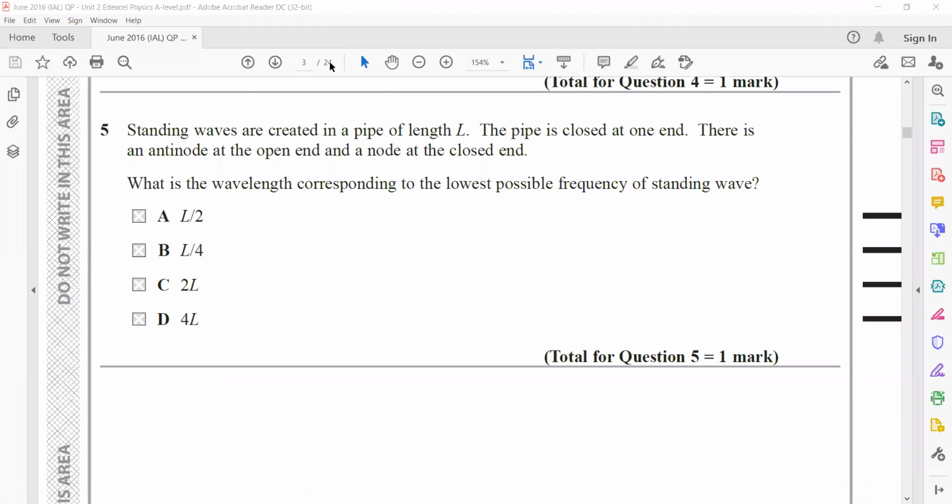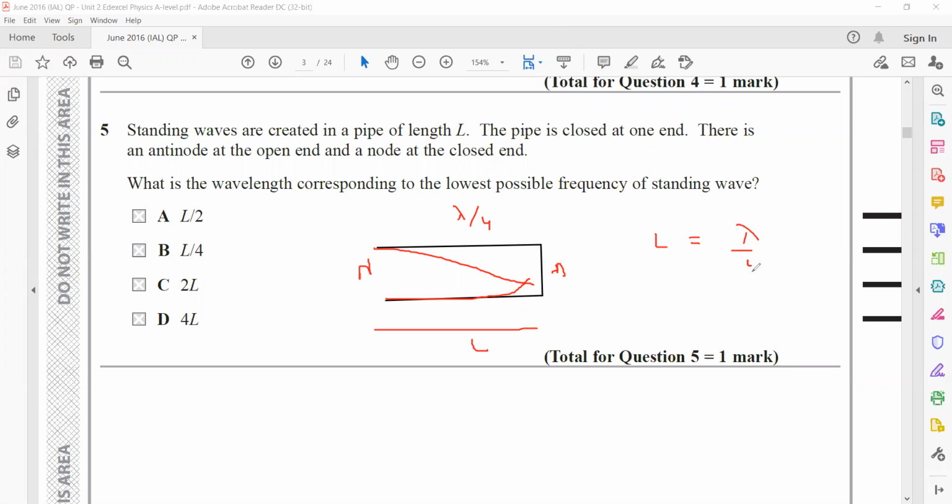In question 5, standing waves are created in a pipe. The pipe is closed at one end. So the pattern of vibration produced will have a node and an antinode. The distance between node and antinode in terms of wavelength is lambda by 4. So the length of the pipe, L, equals lambda by 4, or we can say wavelength is equal to 4L. So what is the wavelength of the corresponding lowest frequency? The lowest frequency wavelength is 4L.